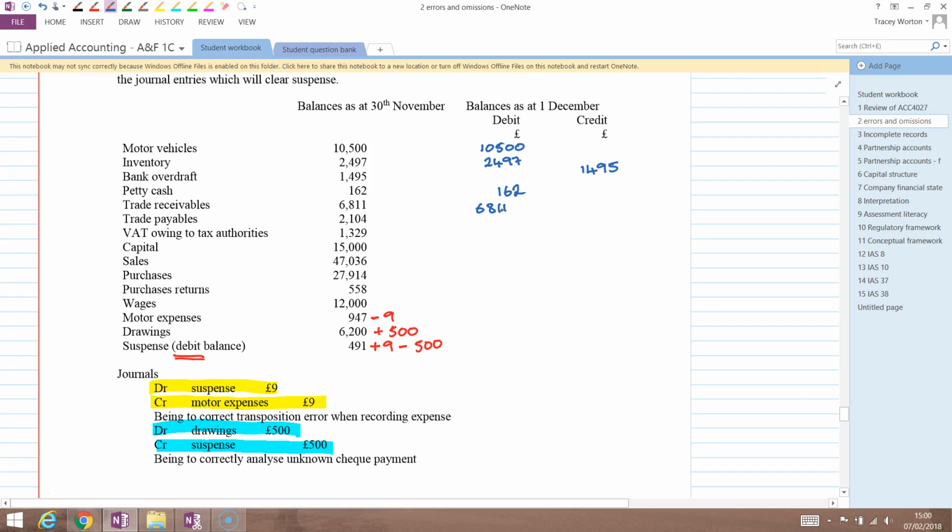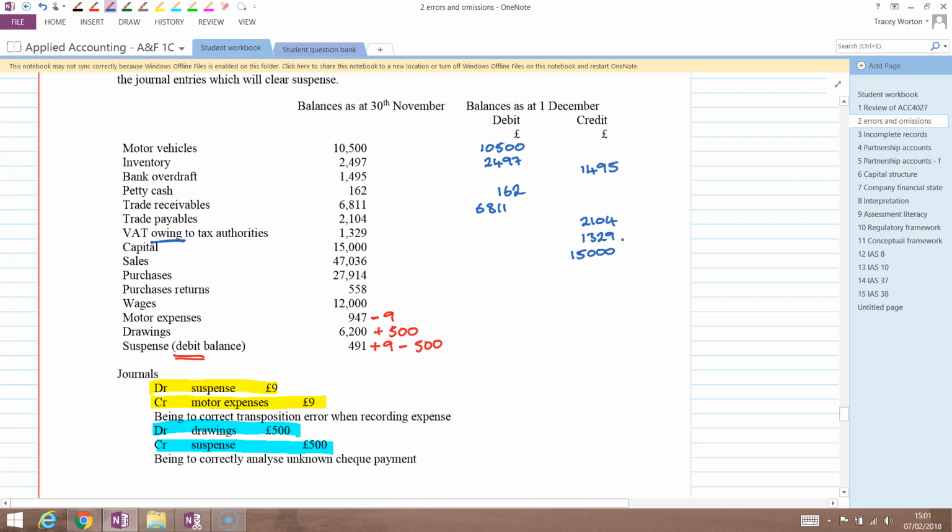Trade payables, money that you owe back to your suppliers, so that's a credit entry as being a liability of 2104. VAT owing to the tax authorities, so it's a liability to HM Revenue and Customs, so that will be a liability of 1329. Capital is a unique liability, it's money that's owed back to the owners, so again it is a credit entry of 15,000.